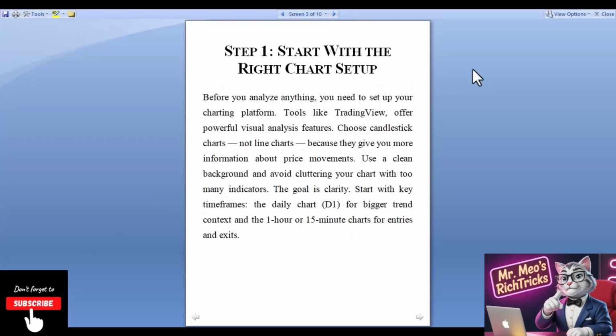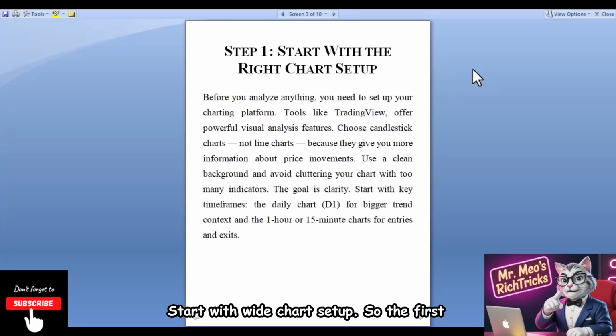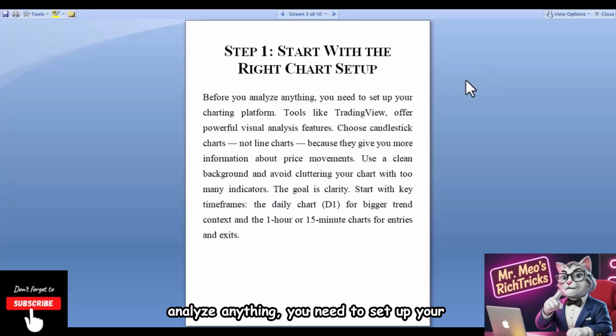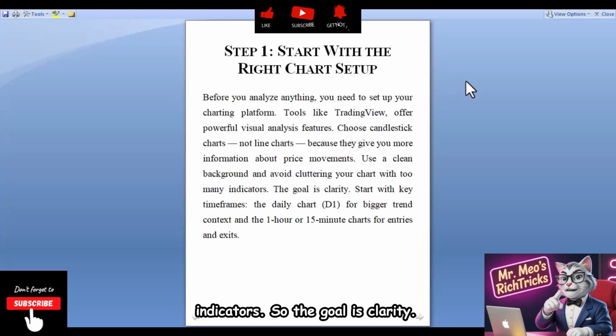Step 1. Start with a clean chart setup. So the first step I have is start with a clean chart setup, guys. So before you analyze anything, you need to set up your charting platform. So tools like TradingView offer powerful visual analysis features. So choose candlestick charts, not line charts, because they give you more information about price movements. Use a clean background and avoid cluttering your chart with too many indicators. So the goal is clarity.